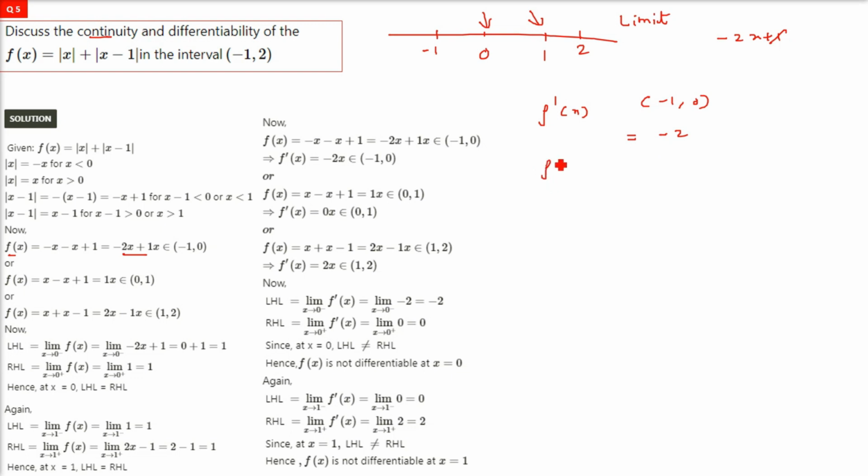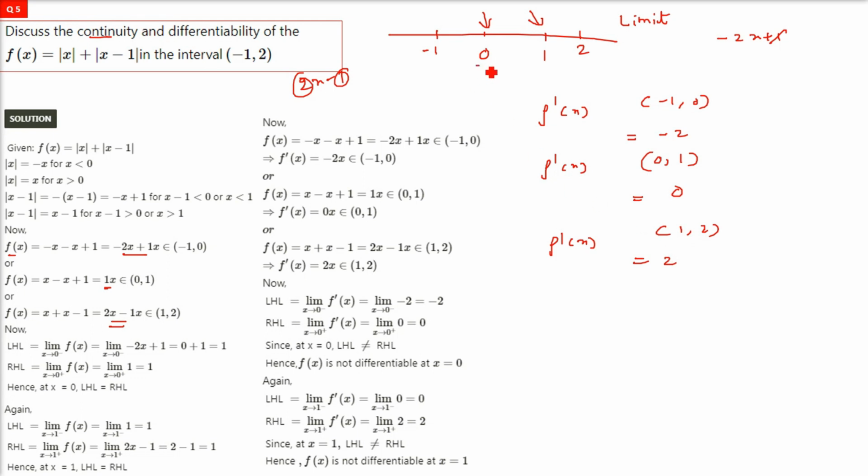Now f dash x in the interval 0 to 1, what will it be? It was 1. So when we differentiate 1, it is going to be 0. You have to take the differential of what we found earlier for the continuity. Now this is 2x minus 1, so what will be f dash x in between 1 and 2? 1 is 0, and when you differentiate 2x, it is going to be 2 only. So minus 2, 0, 2.